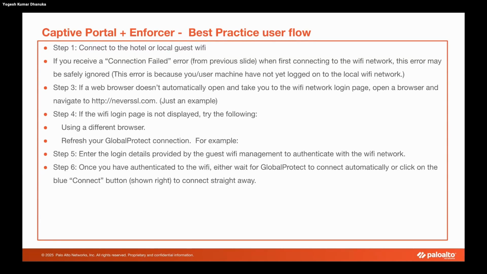Once the user has authenticated to the Wi-Fi, the machine has internet access. Now the machine has internet access, the GP should be able to automatically connect. If, let's say, it has failed multiple times and it is not connecting, the user can either refresh or just click on connect. Because the internet access is already there, there shouldn't be a problem and the GP should be able to connect.